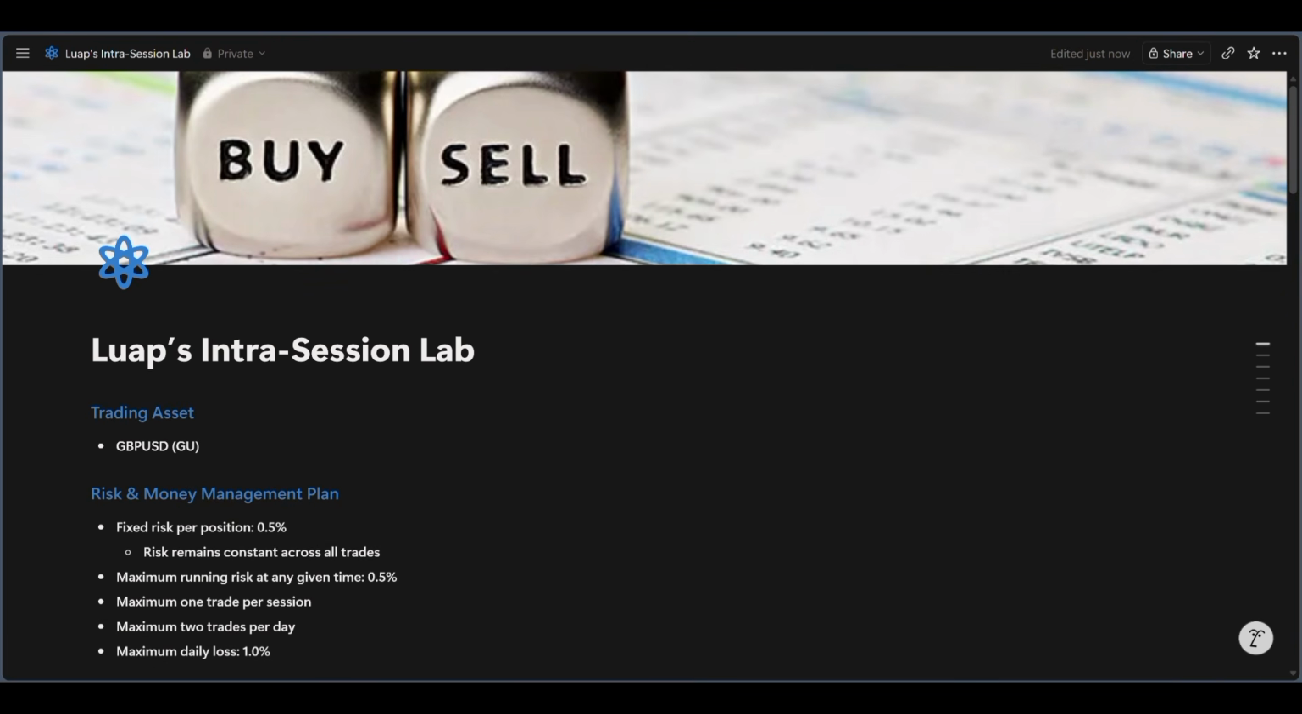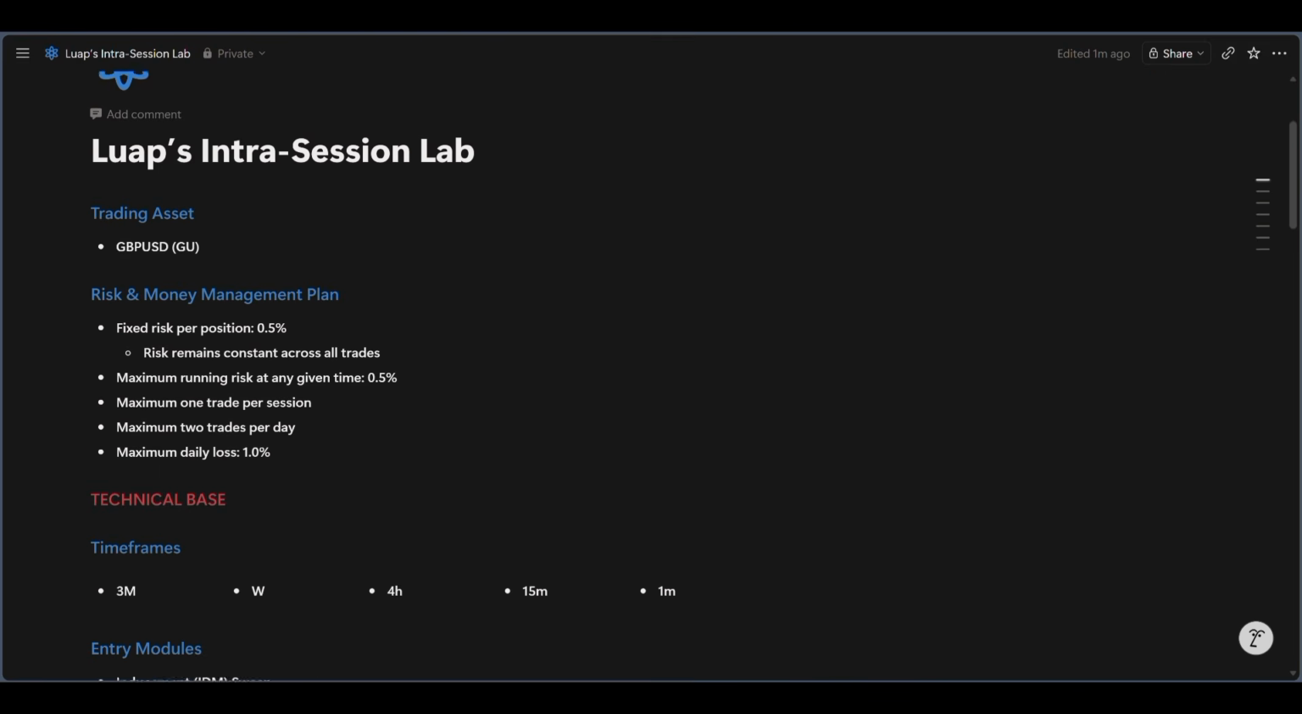Okay, so this is it, and as you can clearly see, this is Notion, the app that I'm using to write down everything about my trading system. It's more like a trading workspace or a trading studio, whatever you would like to call it. This is an intra-session system, and there it is, my name, Luap's Intra-Session Lab. That is the name of the workspace. This is just a cover, and this is the icon, a React icon. You can use any icon of your choice.